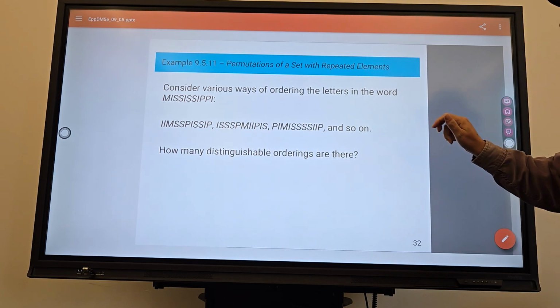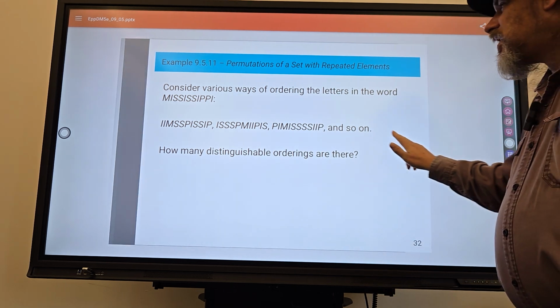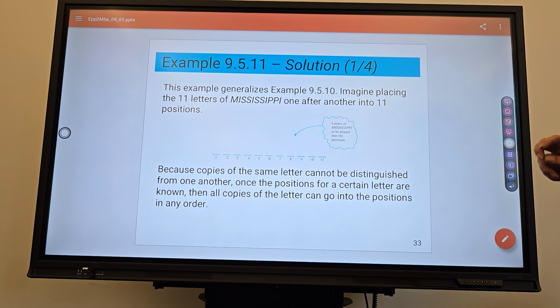Let's see here. Consider the various ways of ordering the letters in the word Mississippi. How many distinguishable orderings are there? Now, this isn't so straightforward because there are duplications of letters. There's 4 S's, 4 I's, 2 P's.